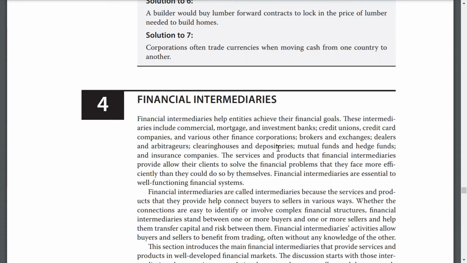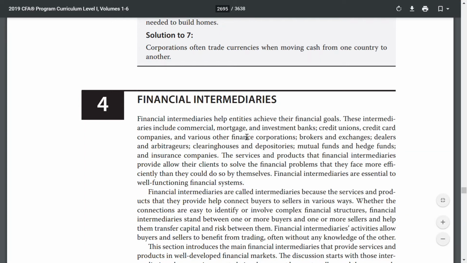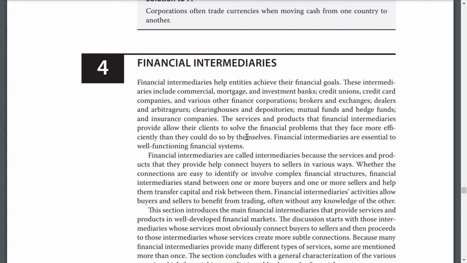Financial intermediaries. Financial intermediaries help entities achieve their financial goals, and intermediaries include commercial, mortgage, and investment banks, credit unions, credit card companies, and various other finance corporations, bankers and exchangers, dealers and arbitrageurs, clearing houses and depositories, mutual funds and hedge funds, and insurance companies.